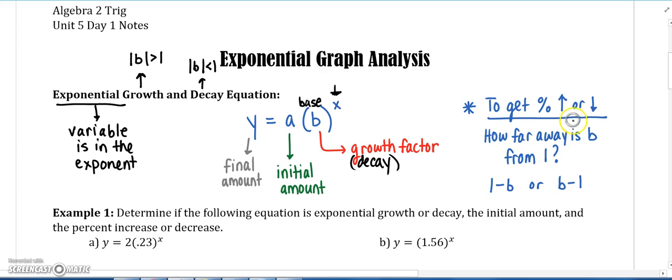The other part that's really important is being able to tell what percentage it's growing by or decaying by. The idea is we always start with 100% and then we add or subtract from there. So to find the percent that we're increasing or decreasing by, we want to know how far away b is from 1, from that 100% value. So we'll either do 1 minus b or b minus 1, depending on which number is bigger.